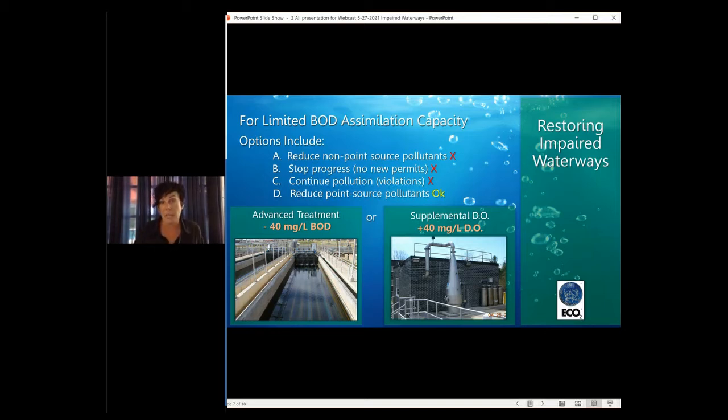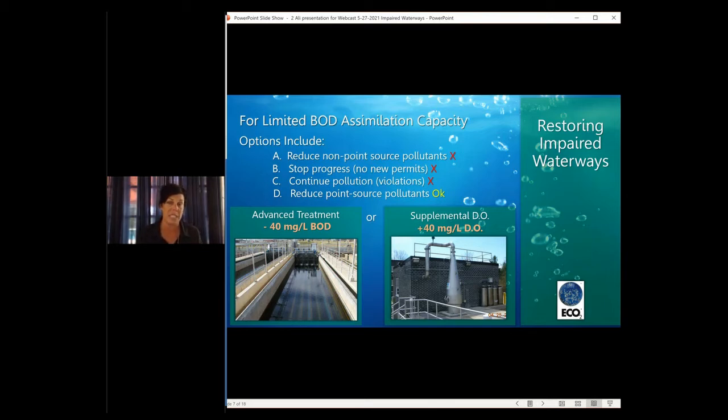The second option, B, would be to just stop progress. No new permits, no new discharges. Doesn't seem like a very good option either. Option C is to just continue polluting. Just let new factories come online and let them discharge into the stream. Violations be what may. That's not a very good idea either. I think you'll all agree with me.